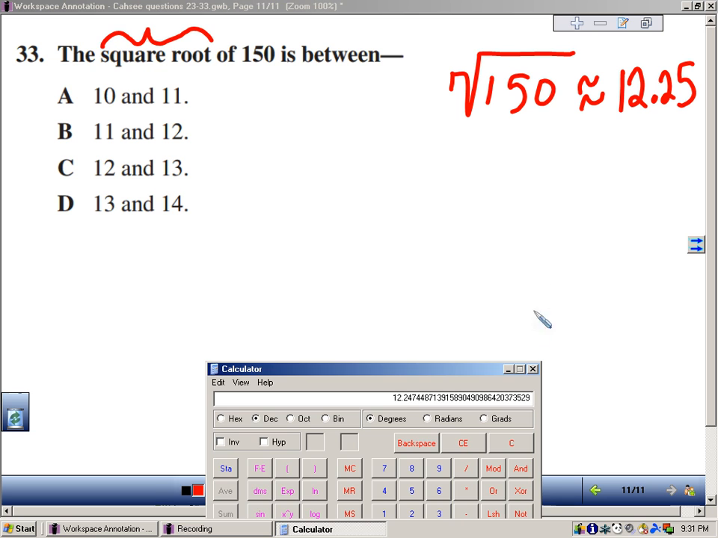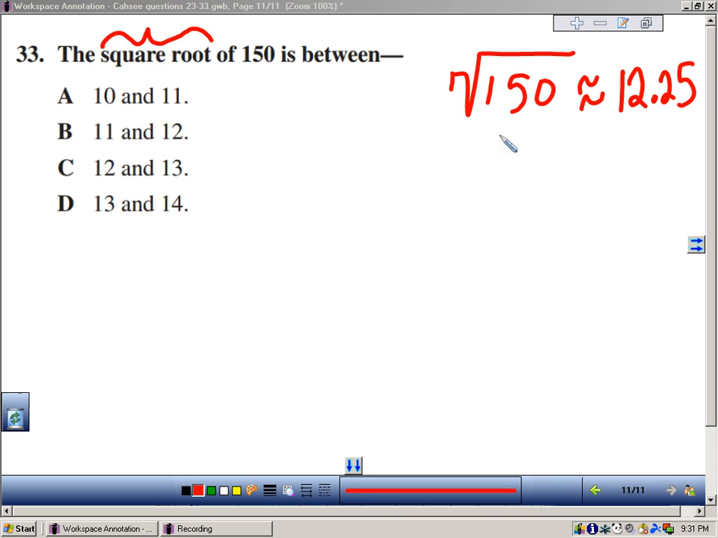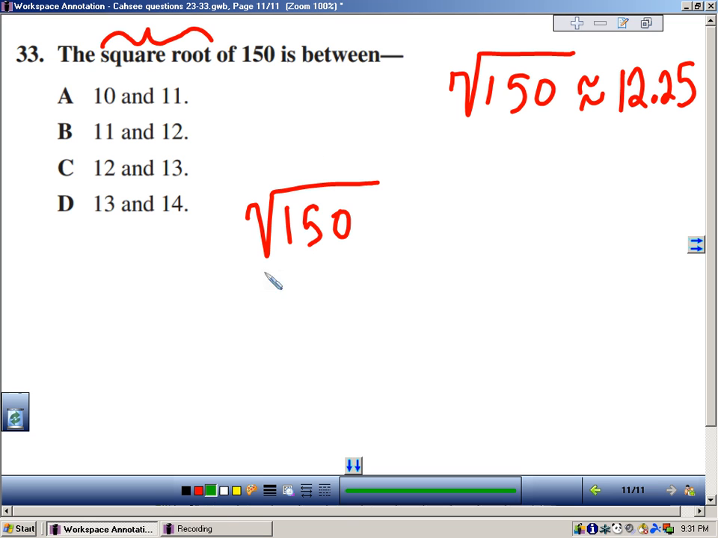But that's not what we're going to do when we're taking the CAHSEE test. We don't have calculators. And so how do you solve this answer? Well, here's what you do. You look at 150 and you look at numbers that are smaller than 150, like 144. Write that above it. Or maybe below it since it's smaller. And another number above it, like 169.